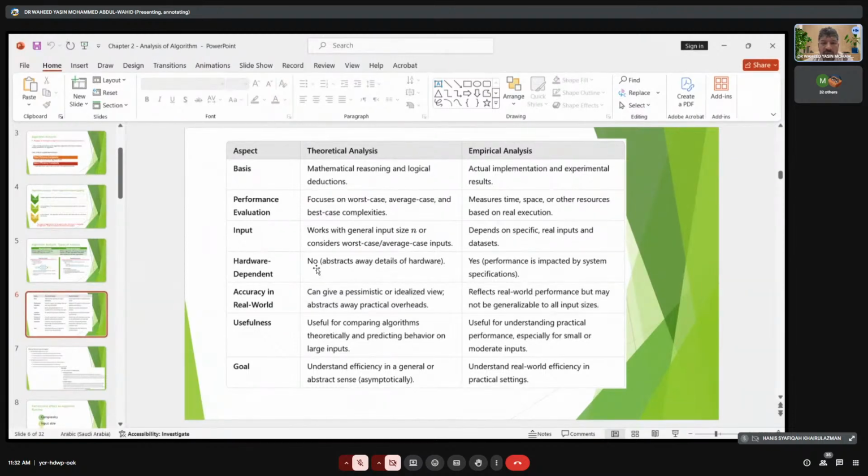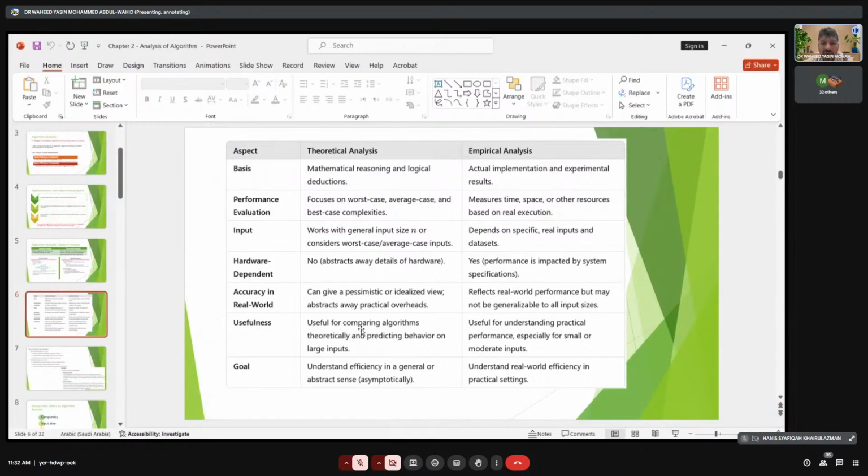Hardware dependent? No. Theoretical is not hardware dependent. It abstracts away details of hardware. Here, yes, empirical analysis is dependent on the hardware. Performance is impacted by specifications. Accuracy in the real world: theoretical can give a pessimistic or idealized view and abstracts away practical overhead. Empirical reflects real-world performance but may not be generalizable to all input sizes.